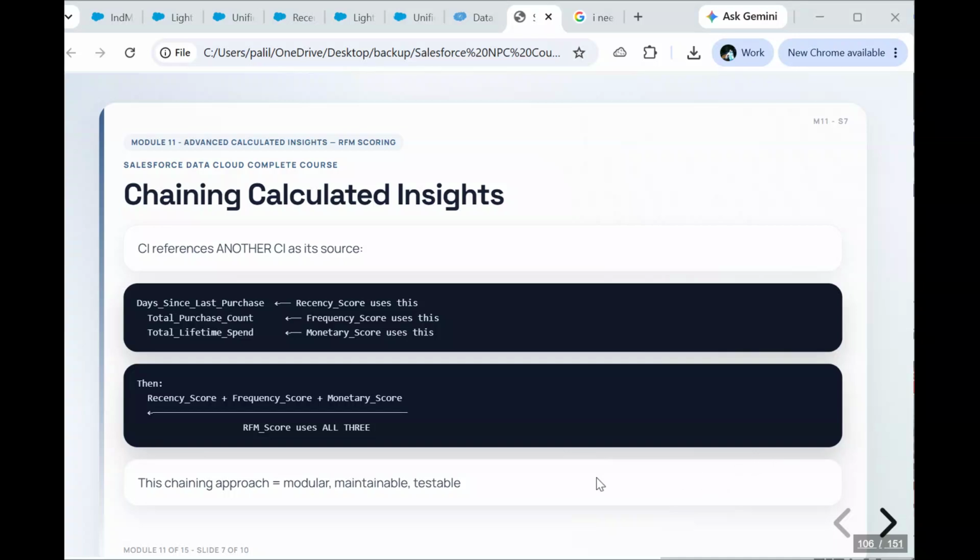This is a modular approach. Each building block is independently testable. If your RFM score seems wrong, you can check each component individually to find where the issue is. And if Shopware decides to change the scoring thresholds later, you only need to update the specific score.